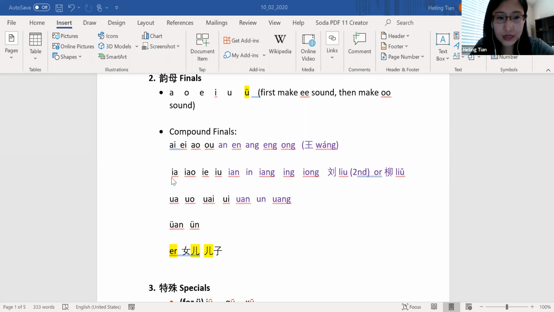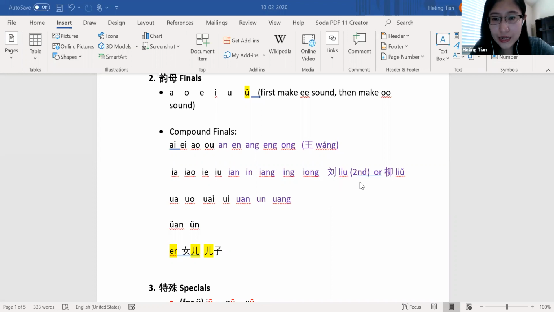Next group is ya, yao, ye, that's ye, u, you, and an, yen, yin, yang, yung. This is the example. Liu, the second tone.